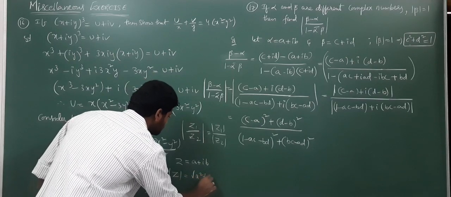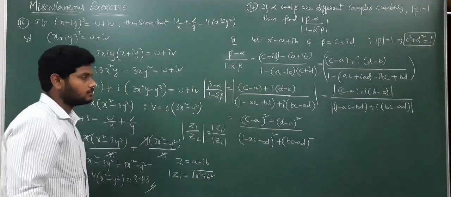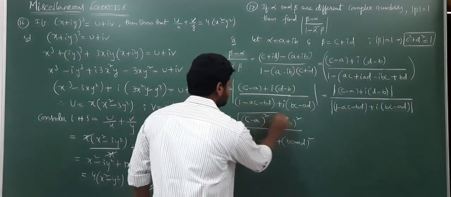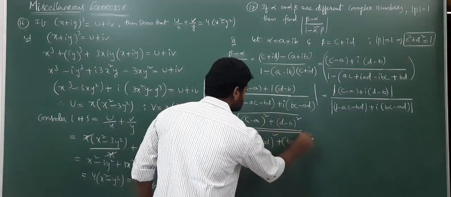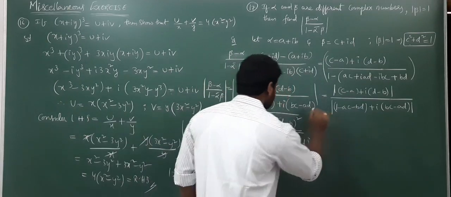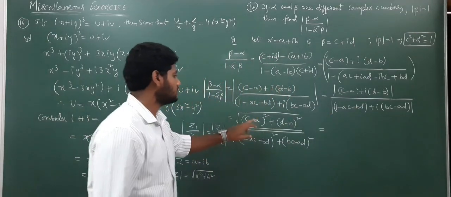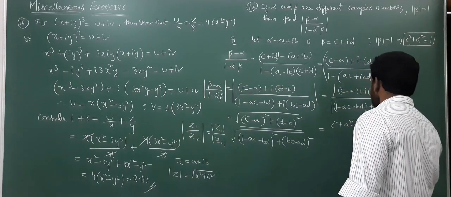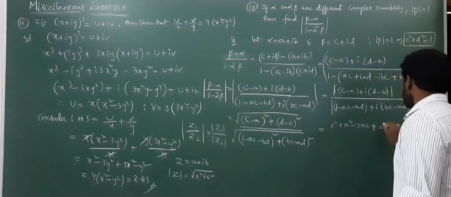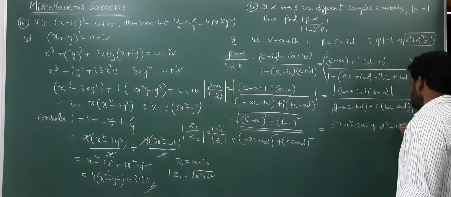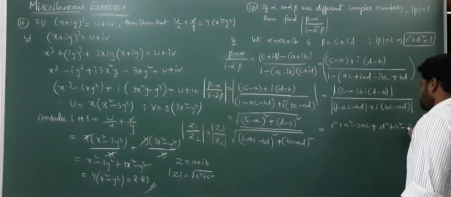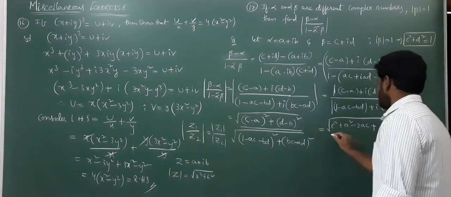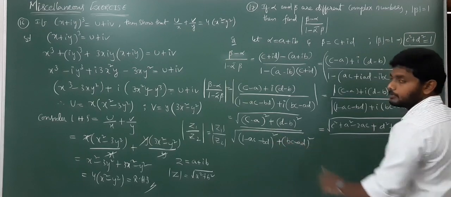Square root of a square plus b square, right or not? So here for both we need to put square root. Here square root and again here square root. So which will be equal to? You simplify this: a minus c whole square minus a whole square, which is equal to c square plus a square minus 2ac plus d square plus b square minus 2bd. That is the numerator part divided by the denominator part.